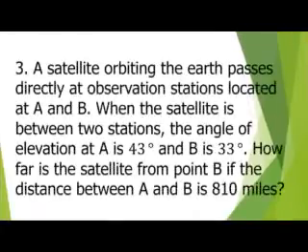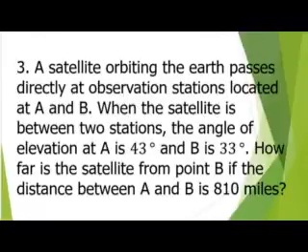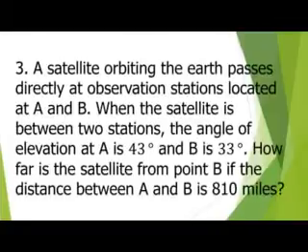Number 3. A satellite orbiting the Earth passes directly over observation stations located at A and B. When the satellite is between the two stations, the angle of elevation at A is 43 degrees and at B is 33 degrees. How far is the satellite from point B if the distance between A and B is 810 miles?